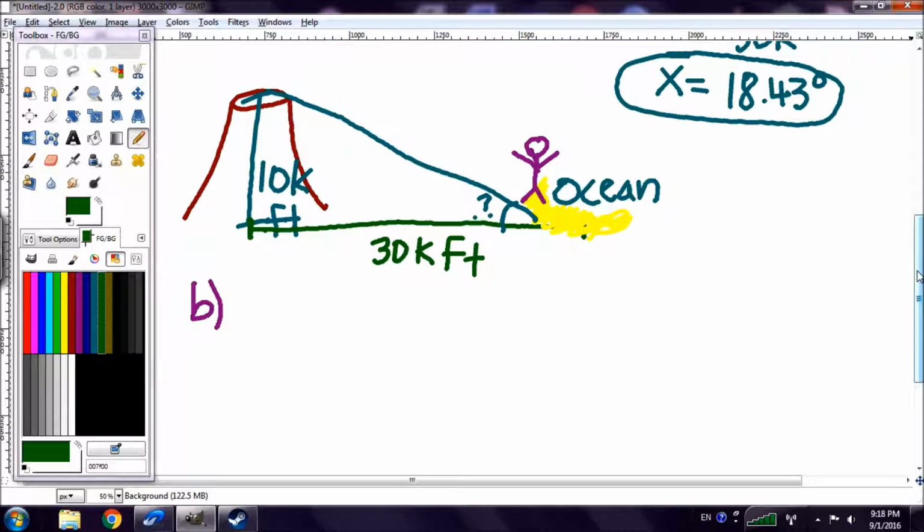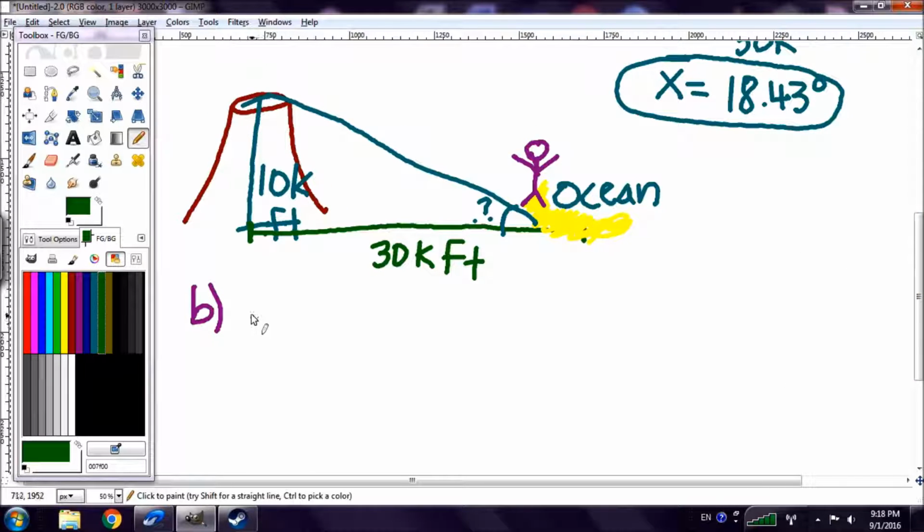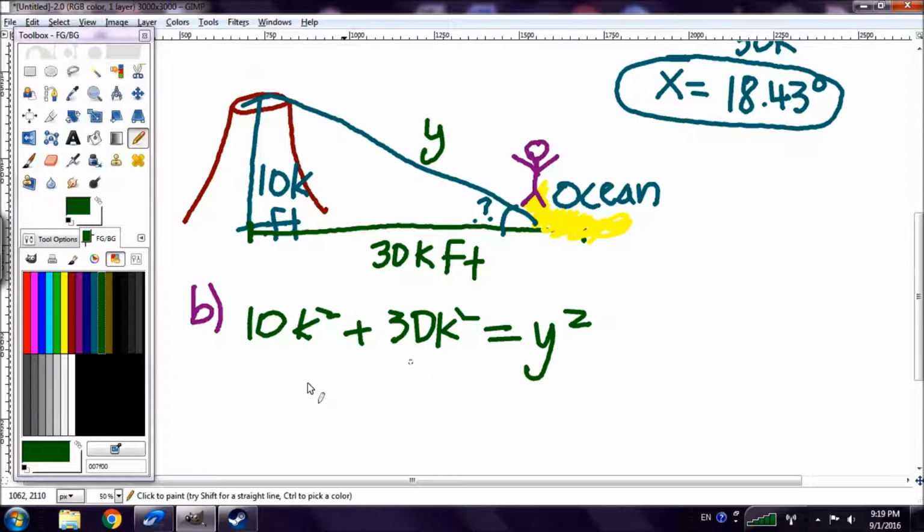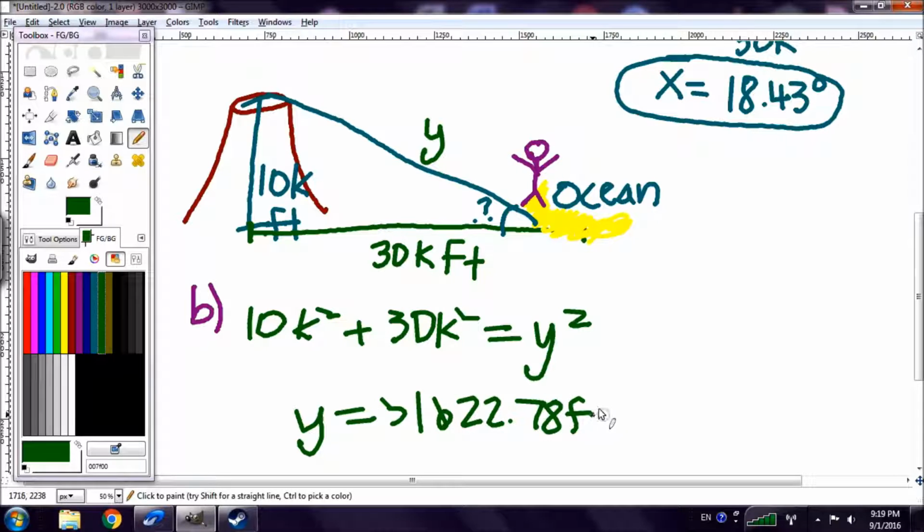where you would just take 10,000 squared plus 30,000 squared equals y squared, in which case you would solve it out, and y would equal 31,622.78 feet.